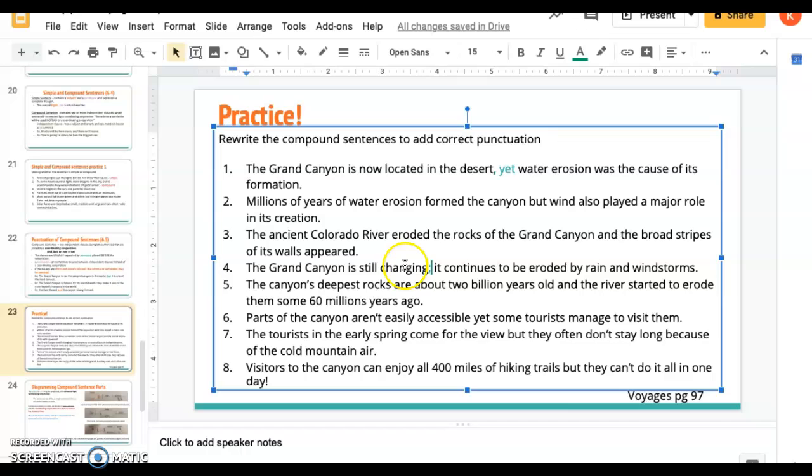You know it's an independent clause if there is a subject, Grand Canyon, and a predicate, is. It also is an independent clause because you can put a period at the end of it and it still makes sense. So it continues to be eroded by rain and windstorms. That by itself makes sense. Same with the Grand Canyon is changing, okay? So be sure you read through them carefully, and if you have questions, send me a comment on Classroom, and I will be more than happy to help you.